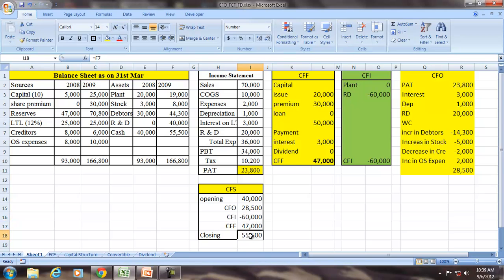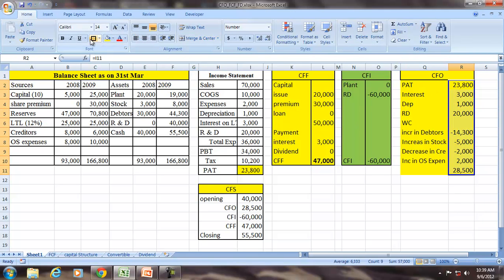Now if you sum this up, we should get the closing cash in hand, which is 55,500. So given the opening and closing balance sheets and an income statement for the period, it is possible to find the cash flows from financing, investment, and operating activities by understanding the relationship between the balance sheet and income statement.